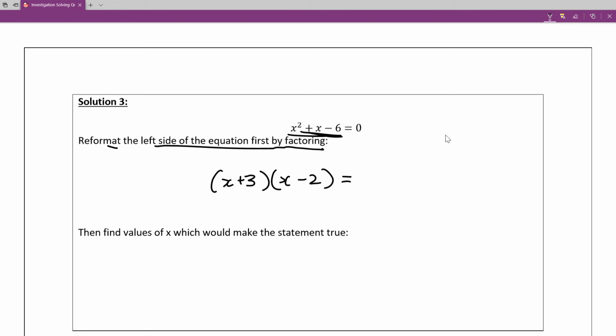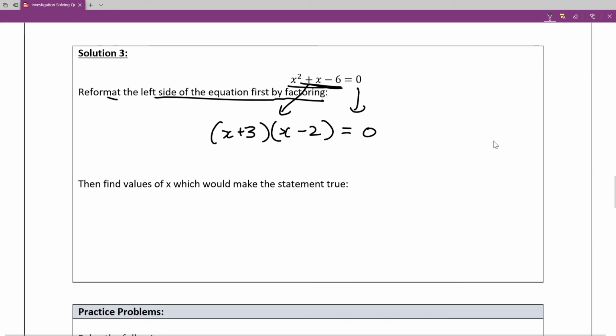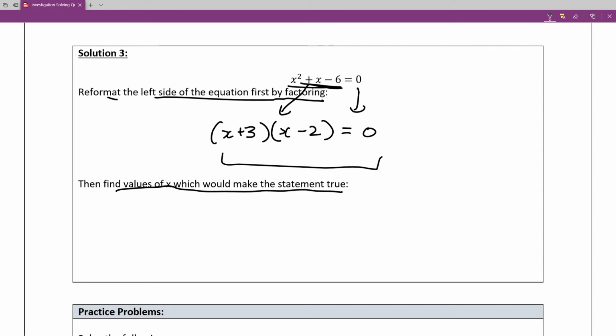Okay, that is equal to 0. So the right side stays the same, and the left side is just the factored form. So it's still the same equation. Then it says, find values of x which would make the statement true. We have a statement here. What value of x would make this true?